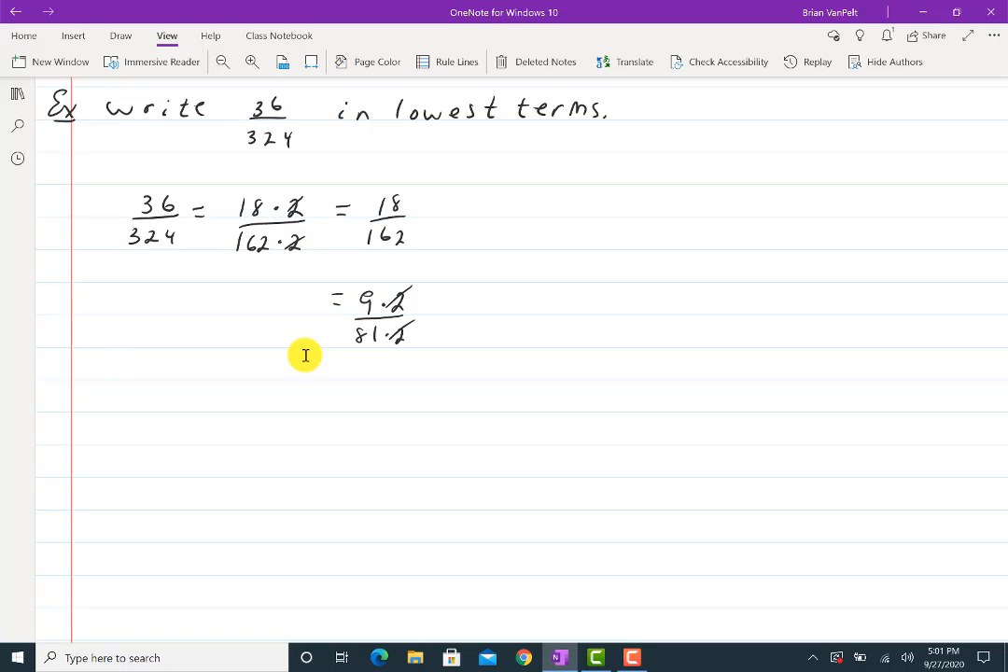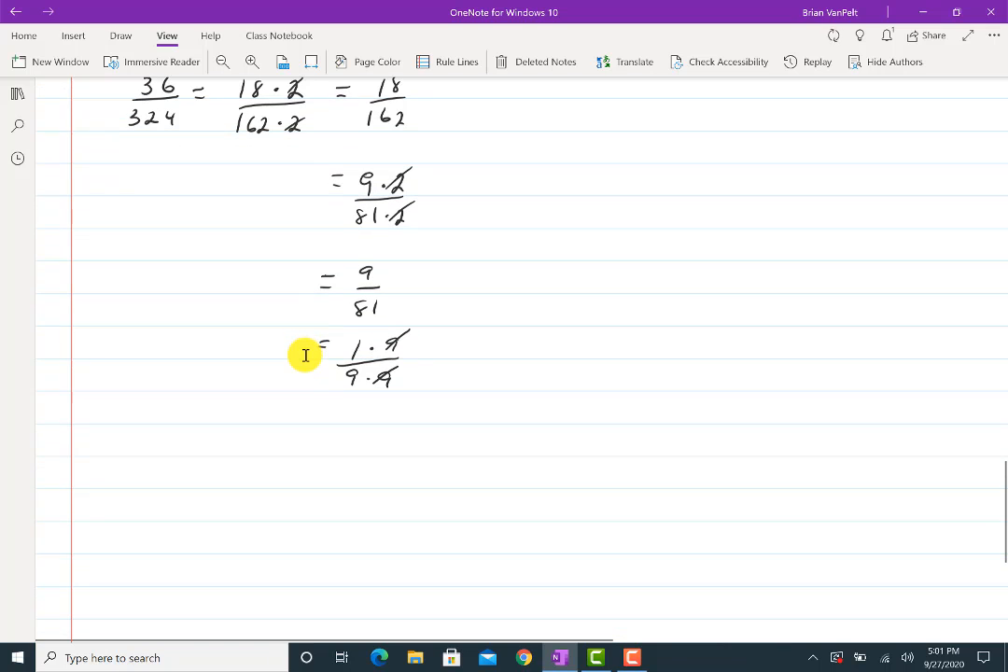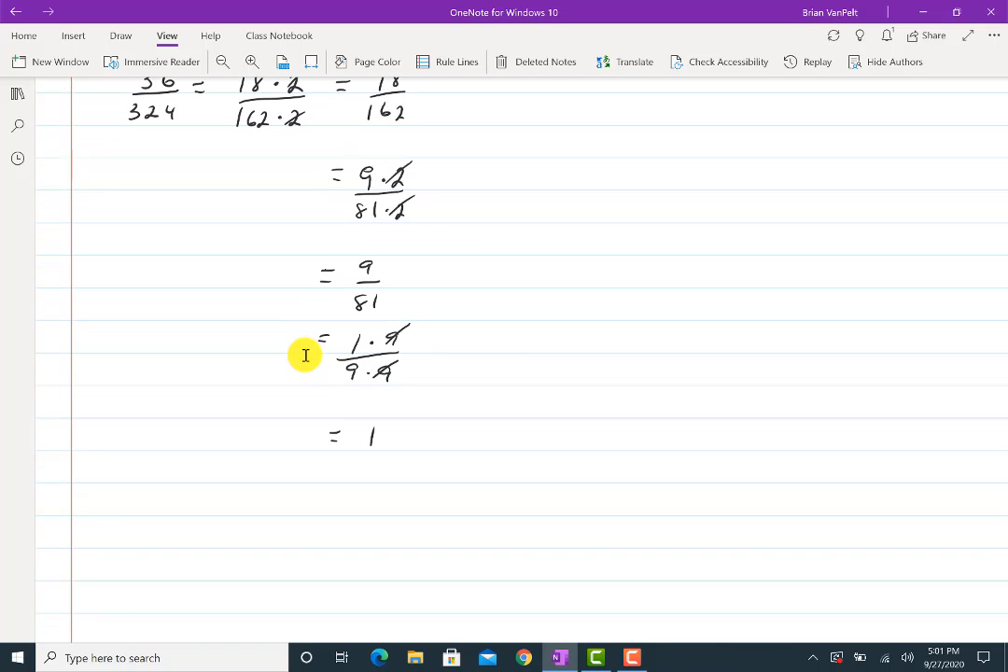And that will leave me with 9 divided by 81. Now at this stage, this is something you should recognize from when you first learned the multiplication table years ago, and that is that 9 times 9 is equal to 81. So I know that the top can be 1 times 9 and the bottom can be 9 times 9. We slice them out and we are left with 1/9.